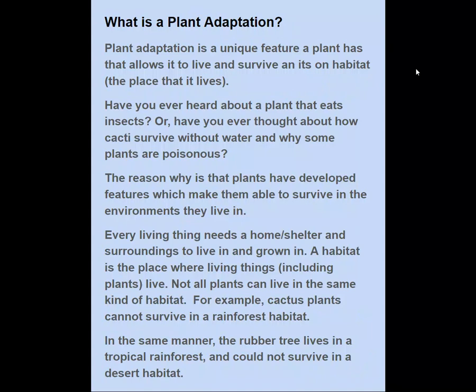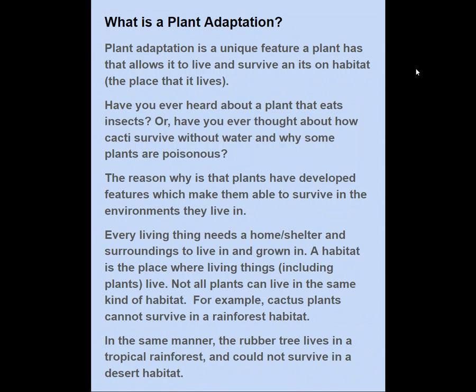Plant adaptation is a unique feature a plant has that allows it to live and survive in its own habitat, which is the place it lives. Have you ever heard about a plant that eats insects? Or have you ever thought about how cacti survive without water and why some plants are poisonous? The reason why is that plants have developed features that make them able to survive in the environments they live in. Every living thing needs a home or a shelter and surroundings to live and grow in.